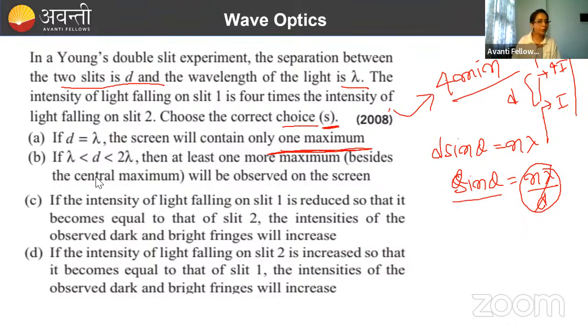And sine theta maximum value can be what? Only 1. So if I'm taking n equal to 1, then sine theta is 1. Now sine theta is 1, meaning theta is 90 degrees. And is theta 90 degrees possible to obtain on the screen?